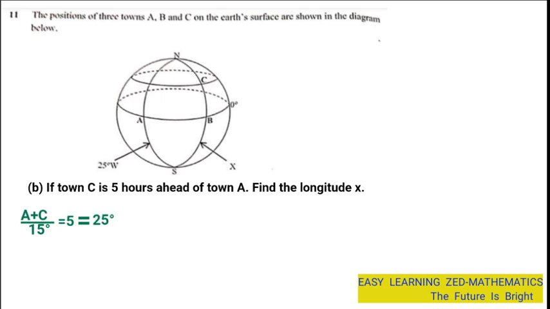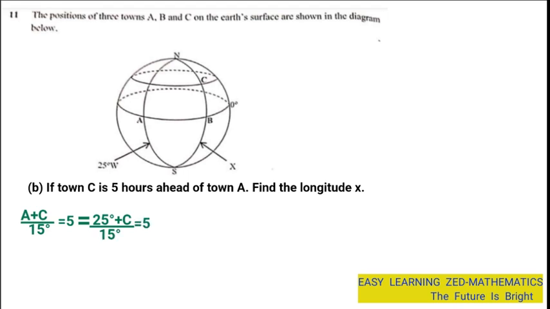Then when we look at C, the longitude of C is not given, it is what we want to find. So we're going to say plus C, which is divided by 15. Okay, then we're going to say equal to.